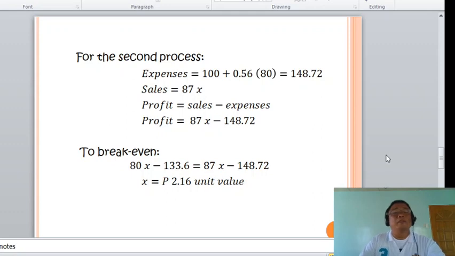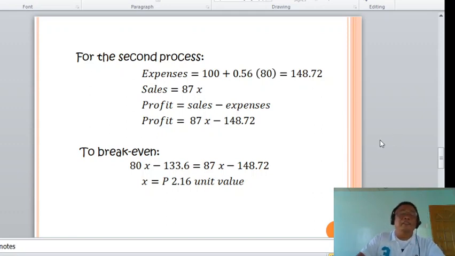For the second process, expenses is 100 plus 0.56 times 87, which is 148.72. Sales is 87x. Profit is the same equation. In order now to break even, let us equate these two equations. So 80x minus 133.6 is equal to 87x minus 148.72. Therefore, x is equal to 2.16 pesos. That is the unit value.